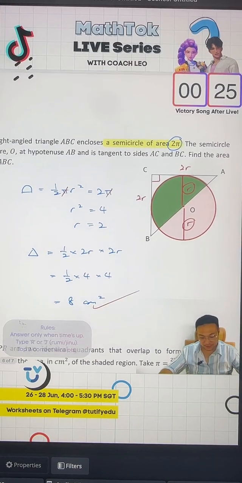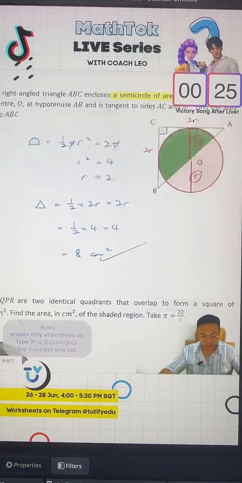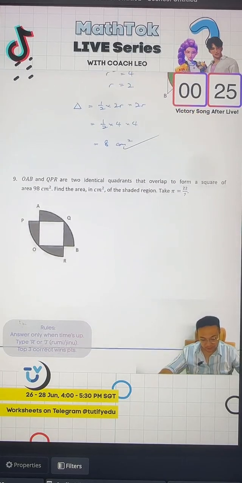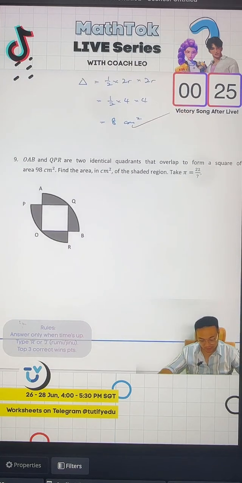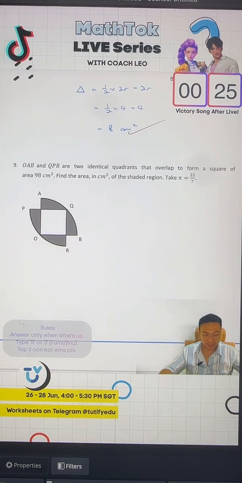So students, this is how you visualize the question. Let's take a look at the final question. Yeah, this is the final question of the day. Question number 9. So, what are we going to do? Let's read the question first.